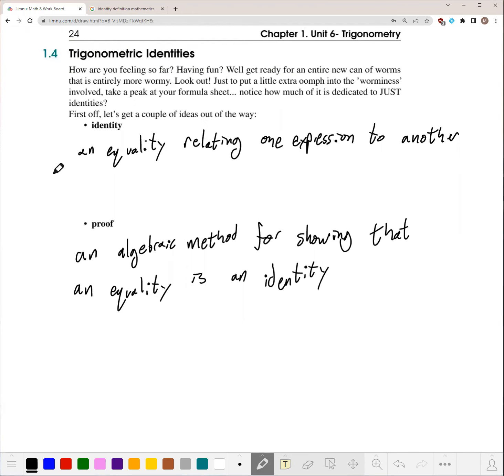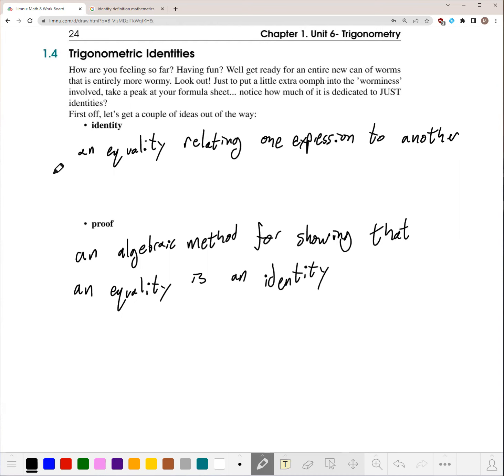This video, we're going to be going over what is an identity, how do we prove an identity, how do we test values in an identity, how do we do all kinds of nice, cool things like solving equations with identities. We're really going to identify with the math here.